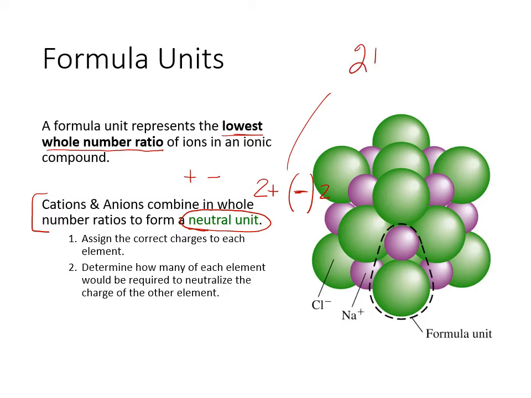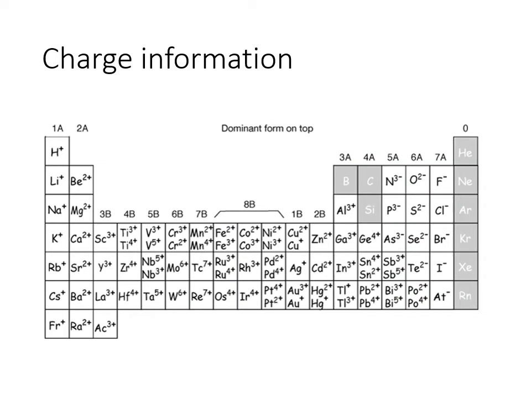Let's do an example. You have a 2 plus and a 1 minus. Well, right now you've got a 1 plus more than you need, so let's put another 1 minus, and we are neutral now. We're going to play with this. And notice I've got the crystal here, and the formula unit is right here. Just to remind you of the charges, so 1 plus, 2 plus.